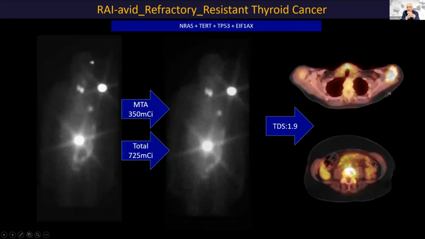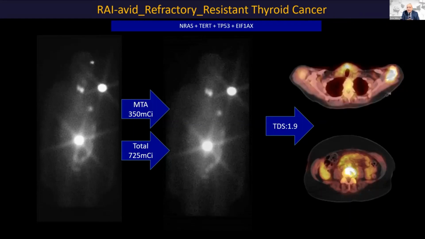The second patient presented with left shoulder metastases and proved to have multiple metastases. This is pretty much the highest number of mutations one could see in a typical thyroid cancer. She had NRAS mutation, TERT mutation, TP53 mutation, and IFAX mutation. First of all, she had a total thyroidectomy performed, and then following total thyroidectomy, received 350 millicuries, maximum tolerated activity radioactive iodine. And then over the course of 2 years, she received a total of 725 millicuries of radioactive iodine.